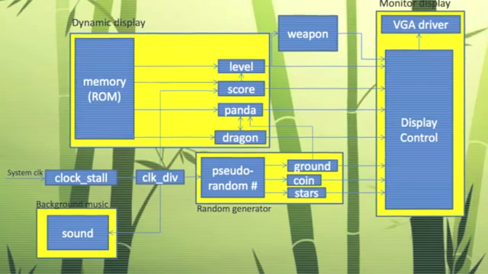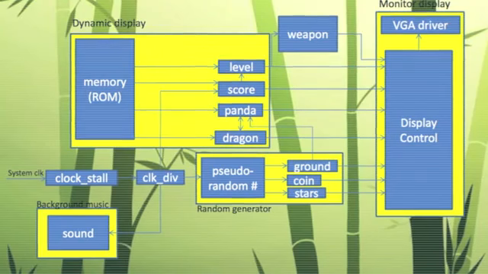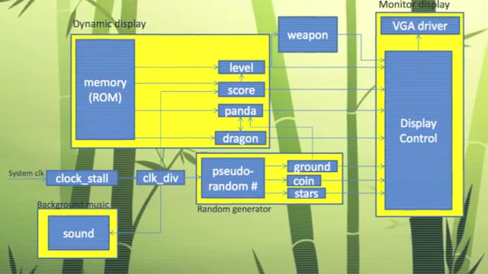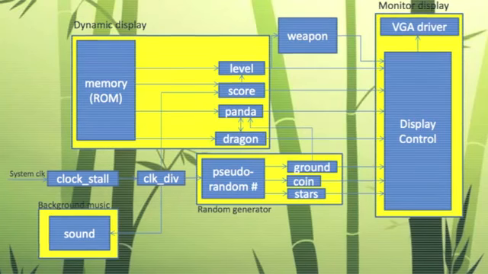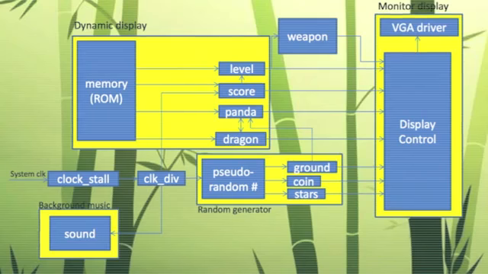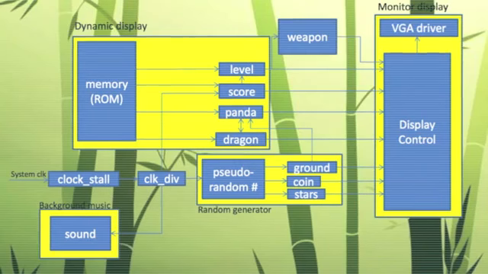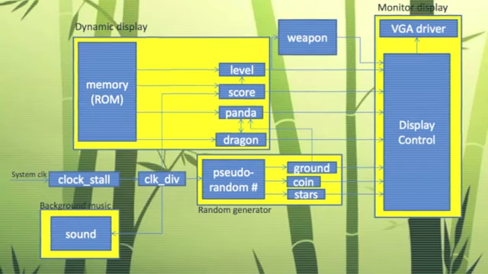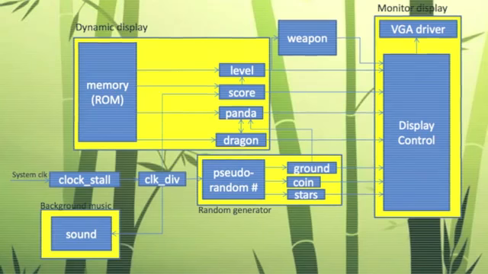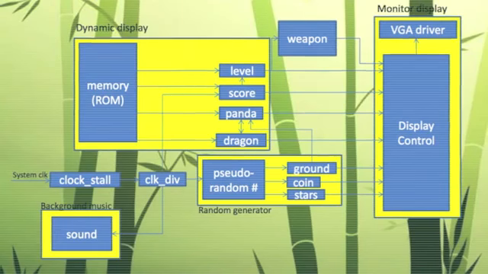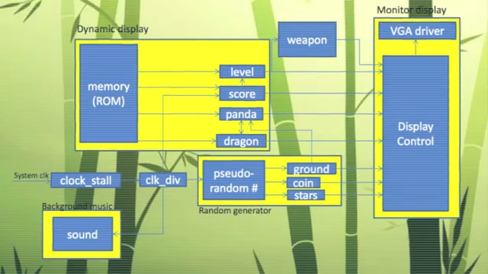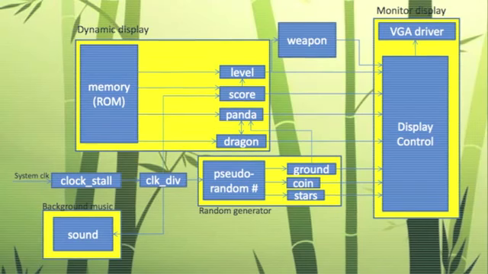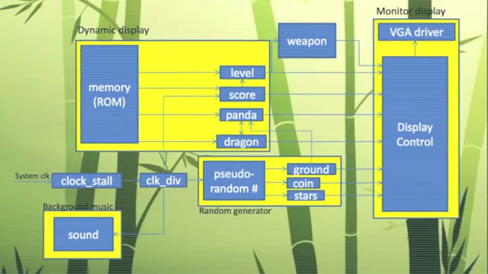Besides, the sound module works by selecting different frequencies to be sent to the speaker. The different combination of frequencies consecutively is actually what makes the background music you hear. The pseudo random number generator lets the ground, coin, and star modules appear in a statistical fashion. So basically, all those modules combine together to manipulate the pixels displayed on the monitor, and that is what makes our game what it appears to be like.